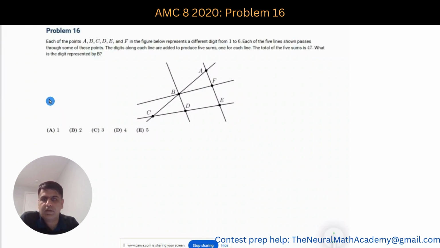Okay, so now let's look at problem 16. Where we are given this diagram, and it is mentioned that each of the points A, B, C, D, E, and F in the figure below represents a different digit from 1 to 6. Each of the 5 lines shown passes through some of these points. The digits along each line are added to produce 5 sums, one for each line. The total of the 5 sums is 47. What is the digit represented by B?